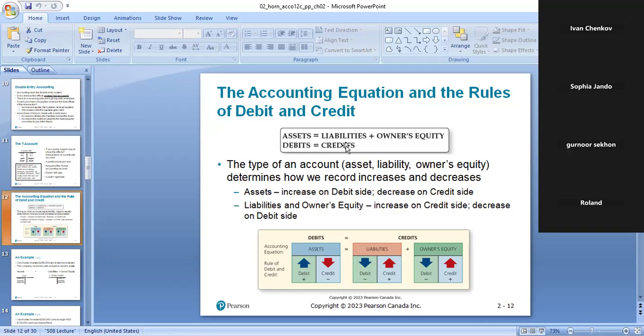Based on that, every time we put a debit, that increases the asset. Every time we put a credit, that reduces the asset. On the other side, since liability and owner's equity have a normal credit balance, every time we put a credit, that increases their balances. And every time we put a debit, that reduces liability and owner's equity.